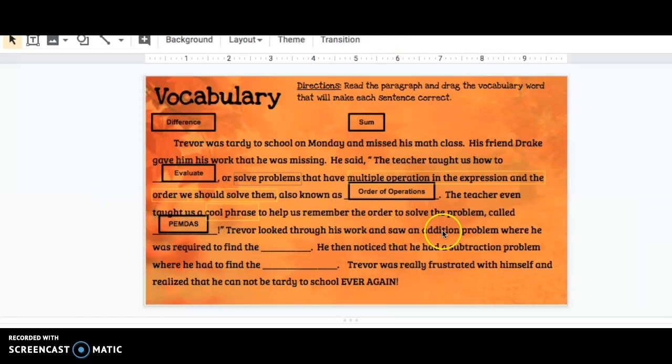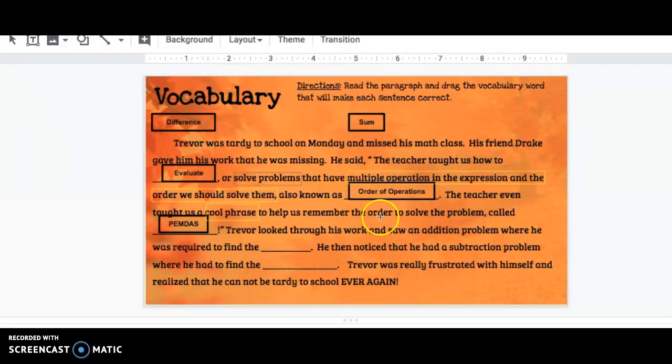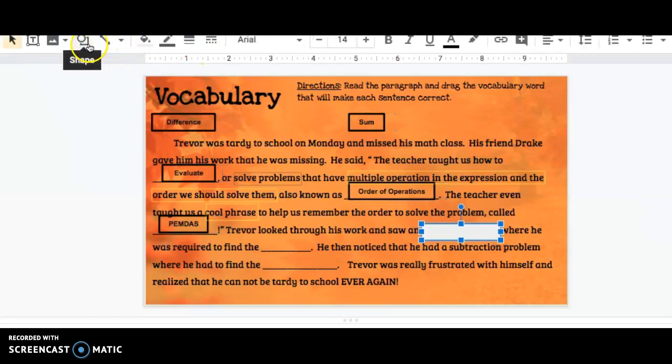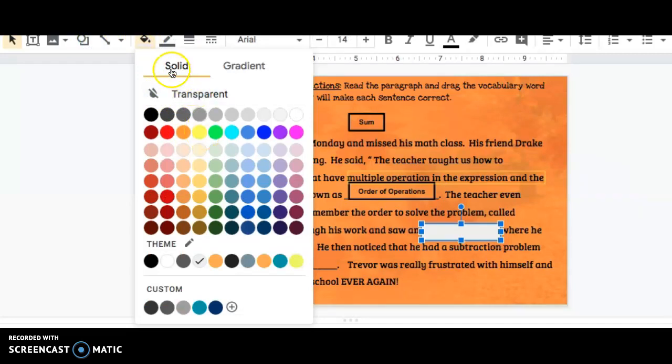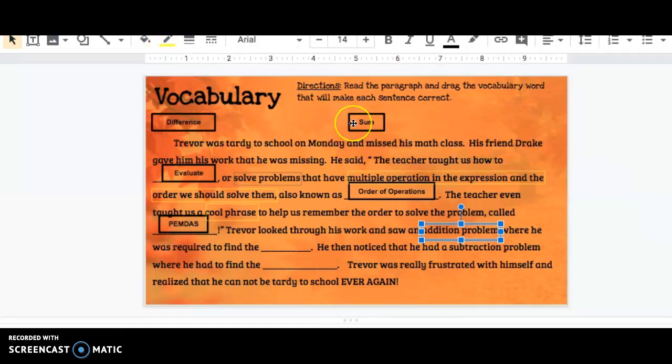Trevor looked through his work and saw an addition problem where he was required to find the blank. So which one of our words is to find the answer to an addition problem? Which one of our words is that? And if you're thinking sum, ding, ding, ding, you are right, because sum is the answer to an addition problem.